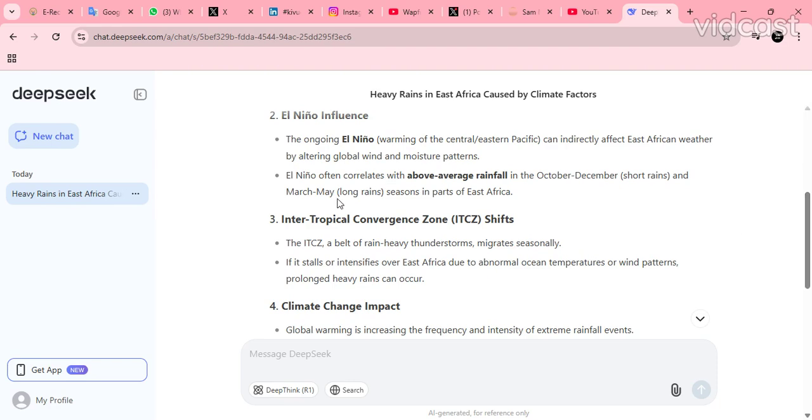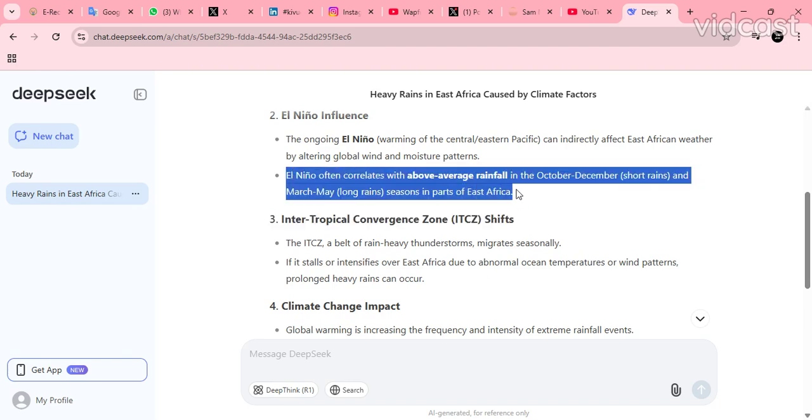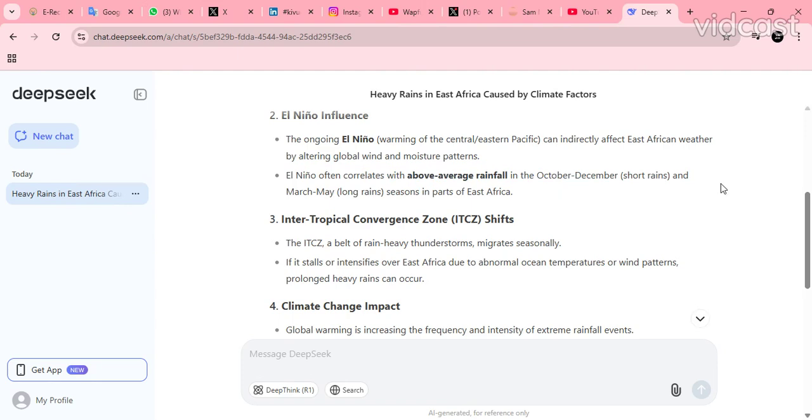As you can see here, they say El Nino often correlates with above average rainfall in October and December, short rains, but also between March and May, long rains, as you can see here, mostly here. That's where we are, in the long rain season in parts of East Africa. This is the major factor that you can consider, which is happening to our East African countries nowadays.